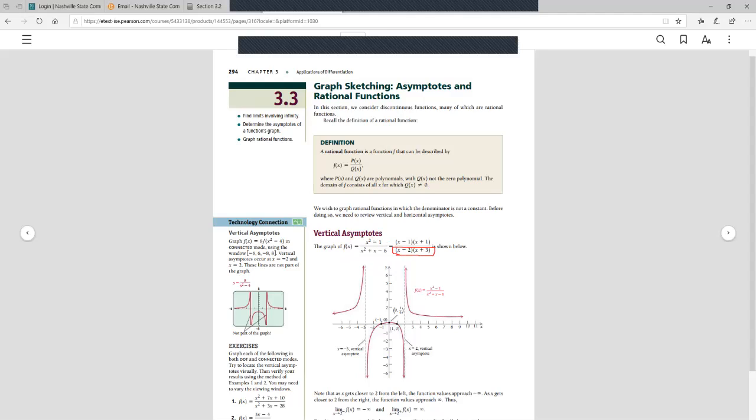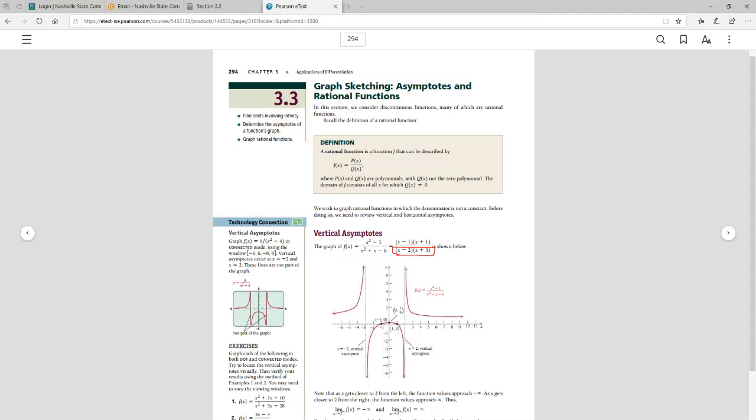Let's focus on that denominator. I have x minus 2 times x plus 3. The question is, what values of x would make the denominator 0 or undefined? Let's talk about x minus 2. If x minus 2 is equal to 0, that would be a no-no, right? Because then our denominator would be 0 times x plus 3, and that would give us a 0 in the denominator, which is not allowed.